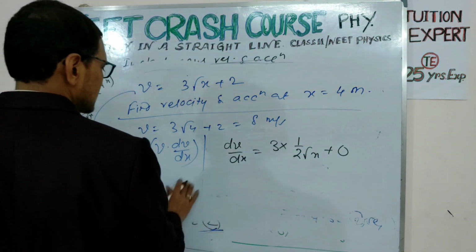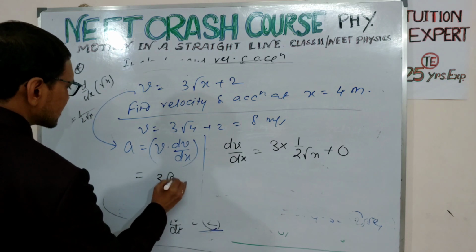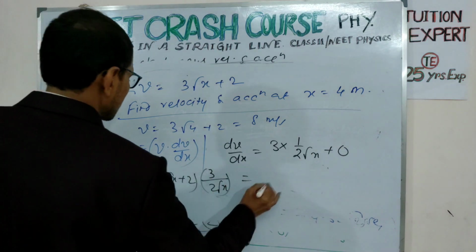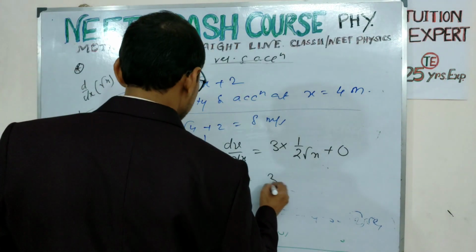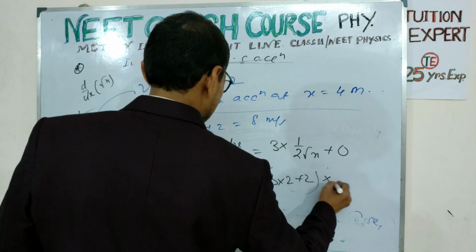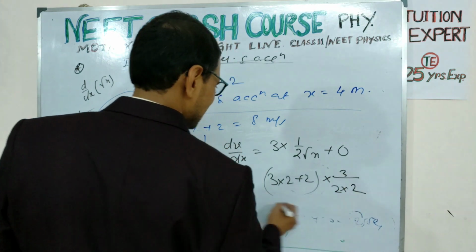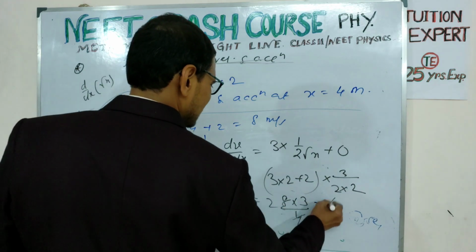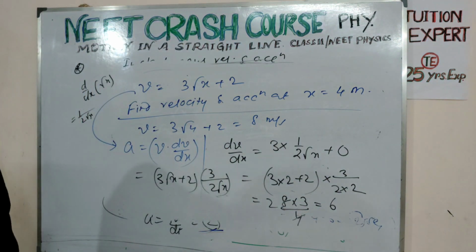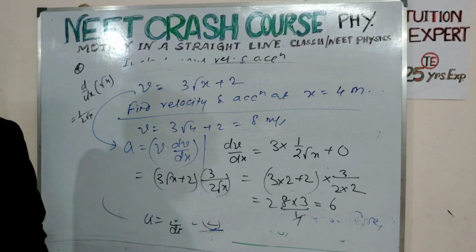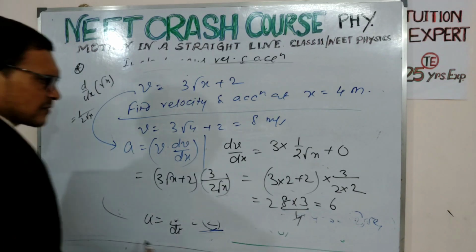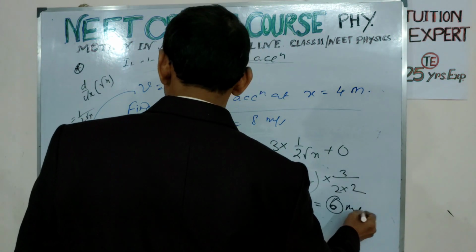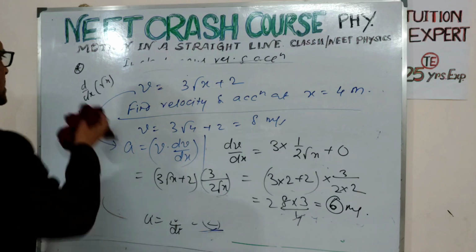Now a equal to v into dv by dx. So if we put x equal to 4 here, so this is the answer. So this is the answer, acceleration. So this type of question.